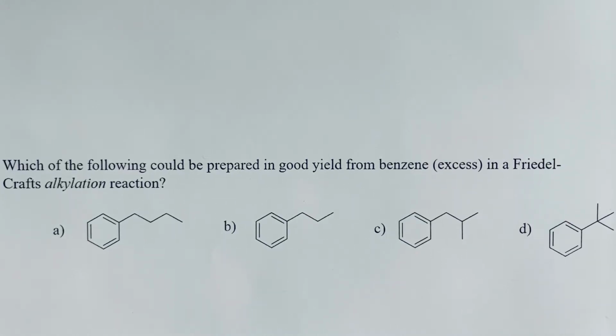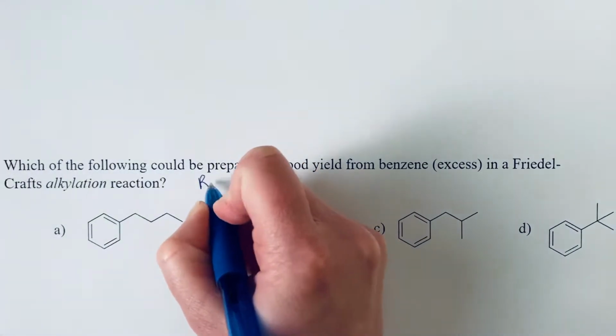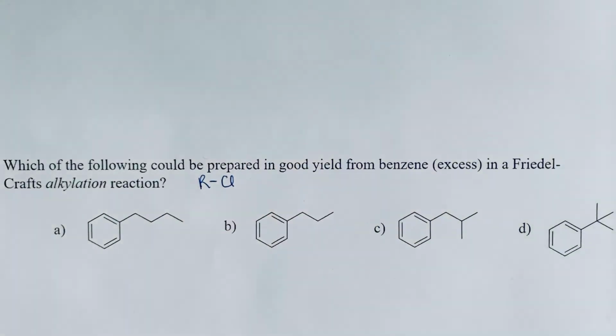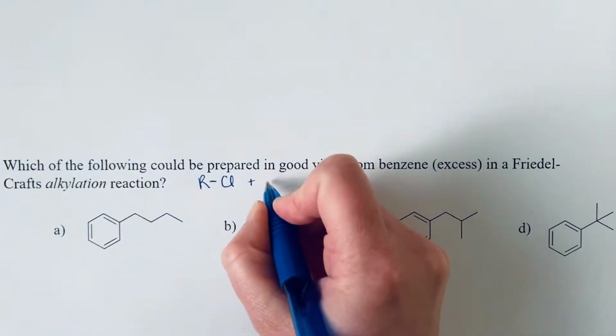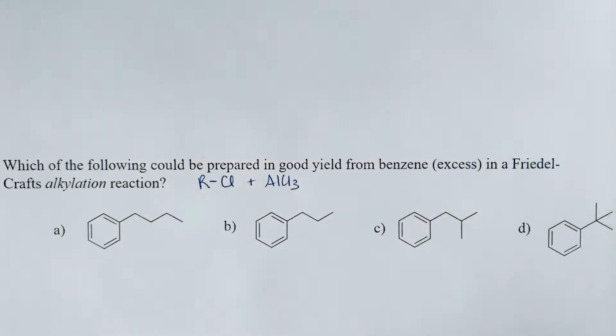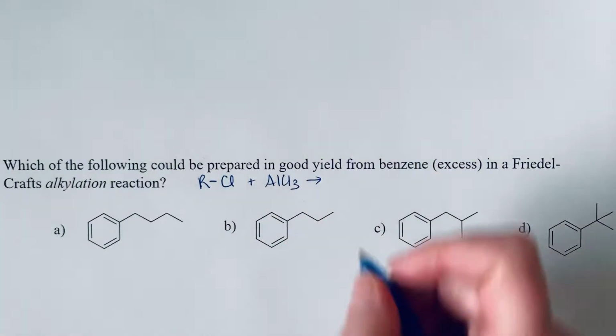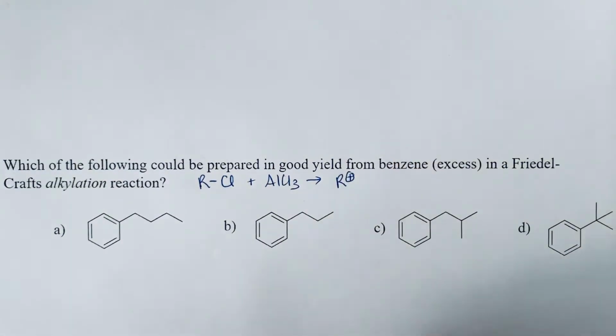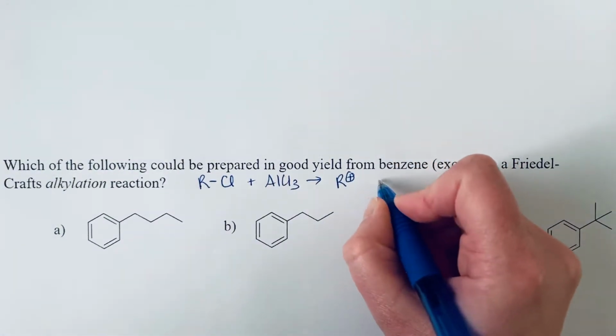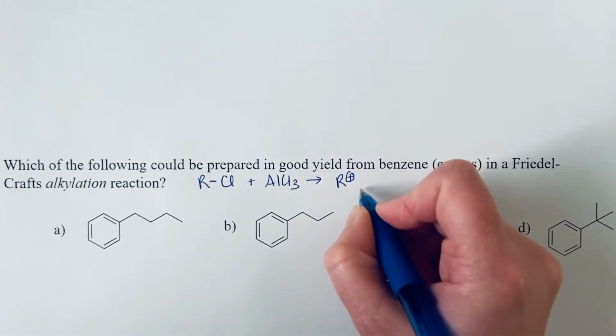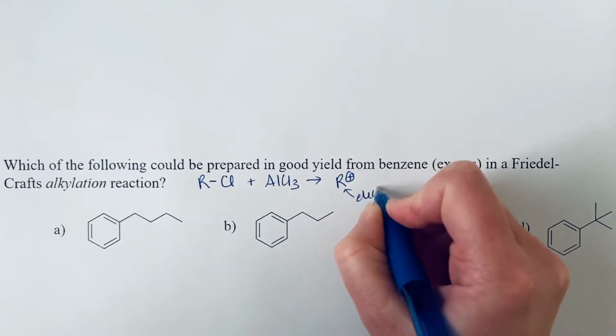Which of the following could be prepared in good yield from an excess of benzene in a Friedel-Crafts alkylation reaction? In a Friedel-Crafts alkylation reaction, your reagents are some sort of alkyl halide and a Lewis acid catalyst. What you're going to generate as your electrophile in this reaction is going to be R+, essentially. So you're going to get a carbocation as your electrophile in this reaction.